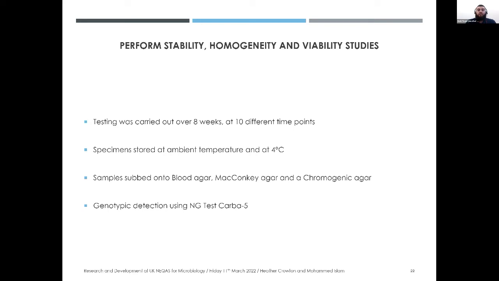Using the organism grown from the chromogenic agar, genotypic testing was carried out using the NG-Test CARBA 5, as this was shown to be commonly used by responses returned from the initial questionnaire.